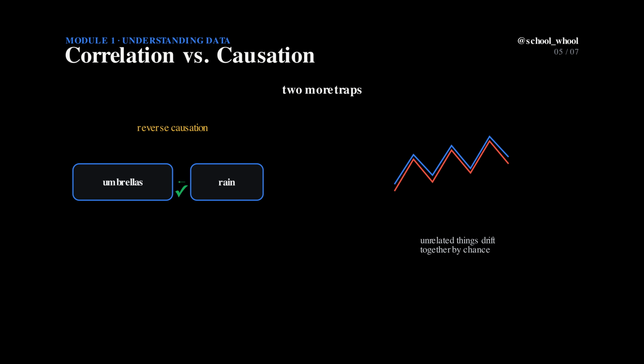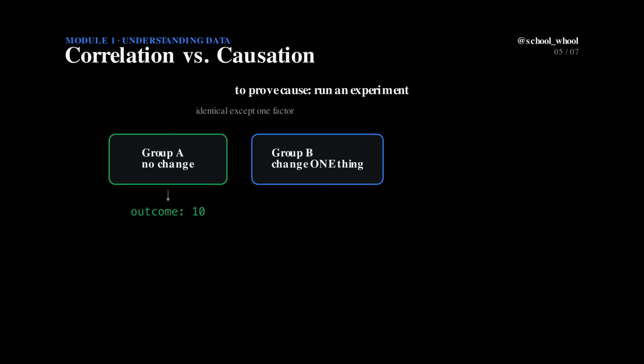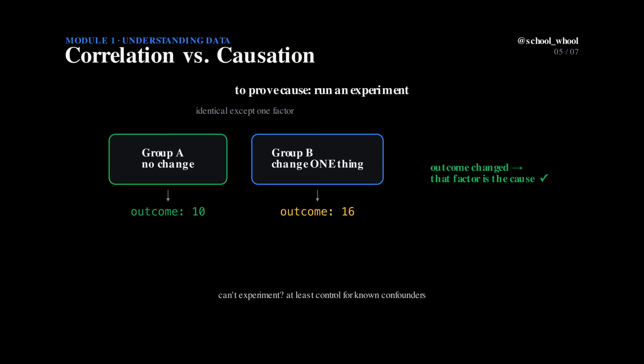So how do you ever prove that one thing truly causes another? You run an experiment. Take two groups that are otherwise identical, change just one thing for one group, and hold everything else fixed. If the outcome changes, you've found a real cause. Change one thing on purpose, and watch what happens. That's the gold standard. When you can't experiment, at least measure and control for the confounders you know about.